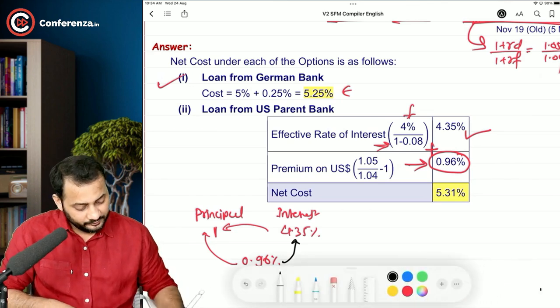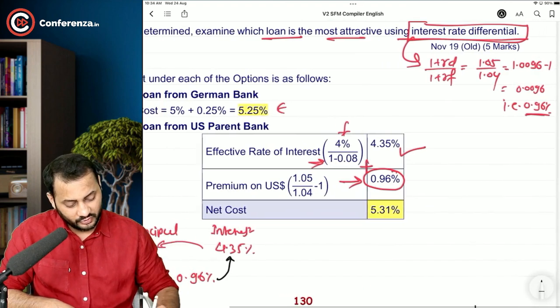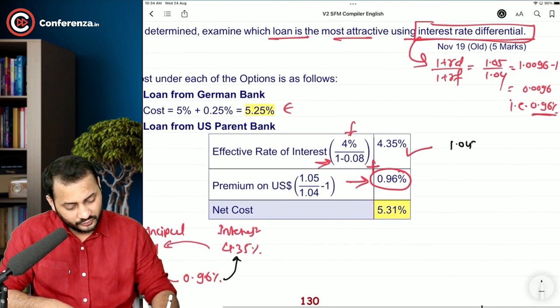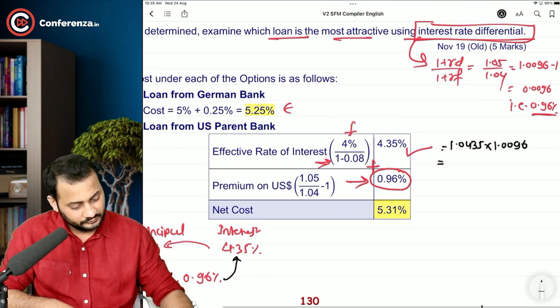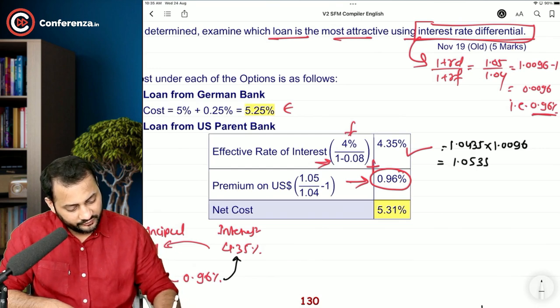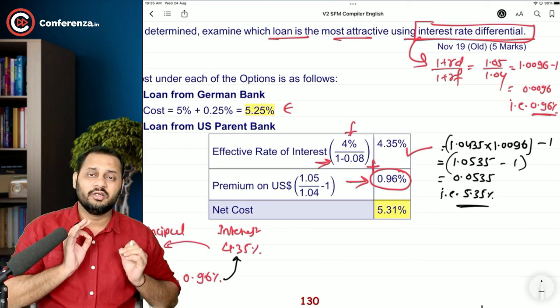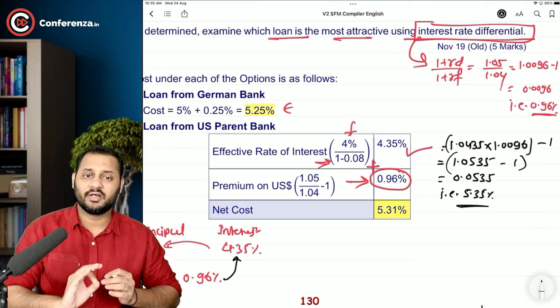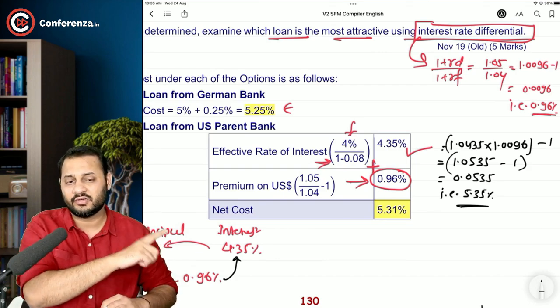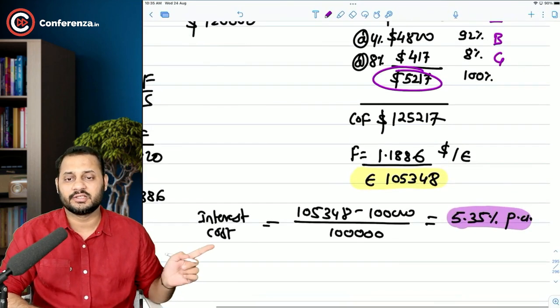So the practical way of solving this is 1.0435 multiplied by 1.0096, which comes to 1.0535. Minus 1, that is 5.35%. See, without knowing the spot rate and forward rate, we have come to the exact answer of 5.35%, which we calculated in this part.